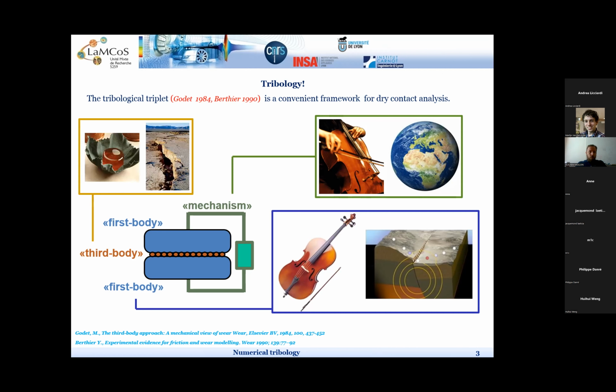And there is also a smaller scale, which we call the third body. This is the scale of everything which is trapped within the contacting interface. So for geophysics, it might be called the fault gouge here. And for the cello player, it would be called the colophane, which is some kind of resin that you must put on your bow in order to get a sound. Otherwise, you won't get any sound from your cello.